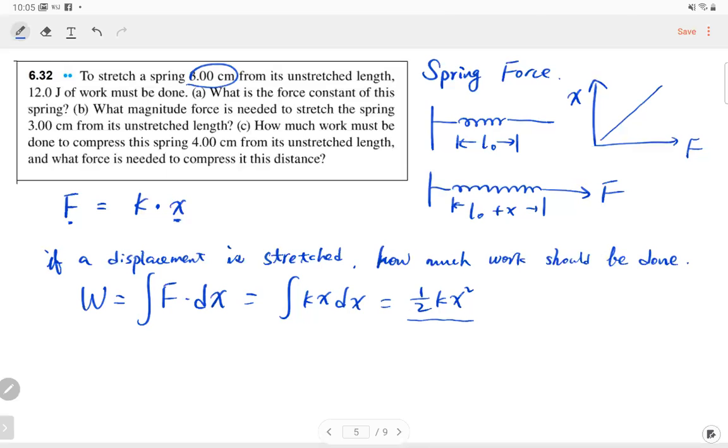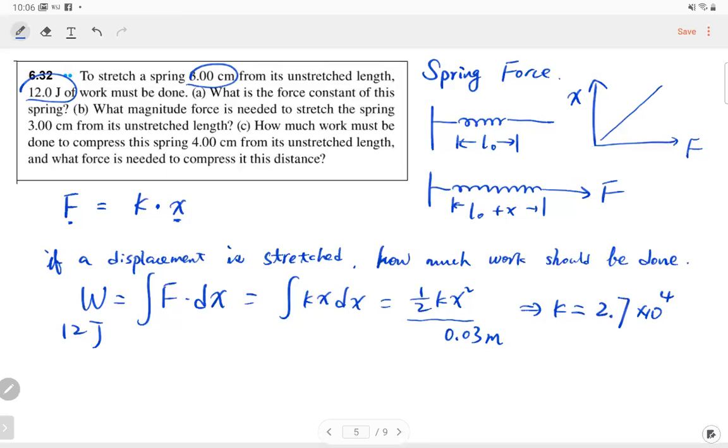Okay, if we have this relation, then from the description the work is 12 joules and the displacement is 3 centimeters. So let's use 0.03 meter. Then we can solve for k. The k should be very large. Let me do the calculation. That will be 12 joules times 2 divided by 0.03 squared. Then I got 2.7 times 10 to the 4.